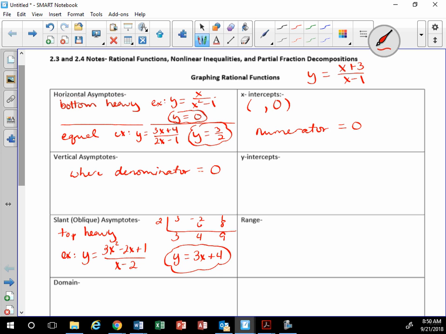All right, then the y-intercept is easier. What do we do with the y-intercept? Yeah, the x is 0. So all you have to do is plug 0 in for x.